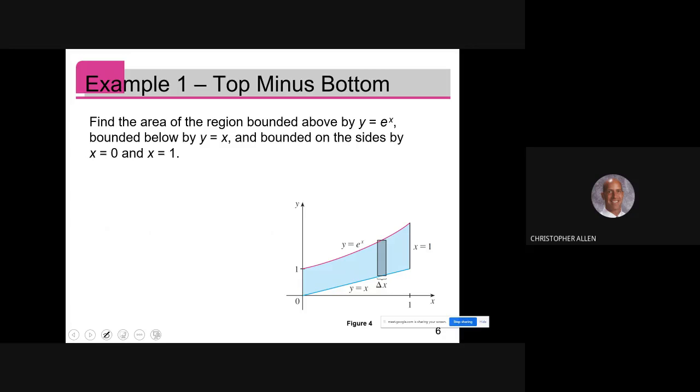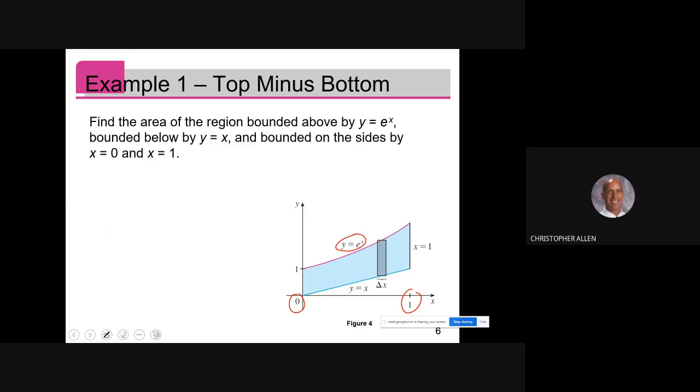Find the area of the region bounded above by y equals e to the x, that's this curve here, and below by y equals x. And we're going to go from 0 to 1. In other words, we're trying to find the area of that light blue region right there. Now, guys, I've already told you the formula. If you want, you can just go ahead and do it.